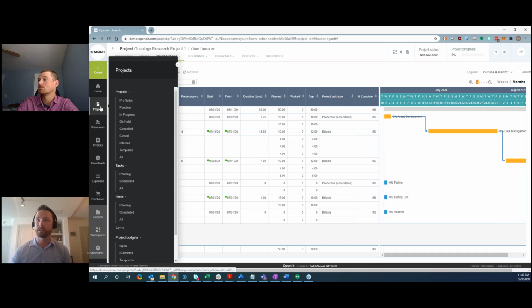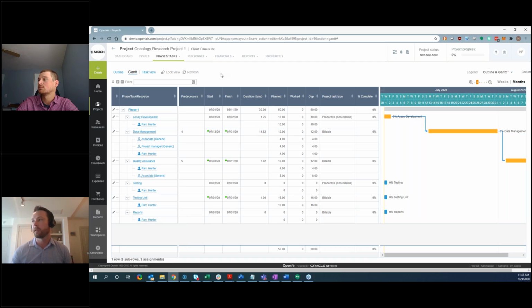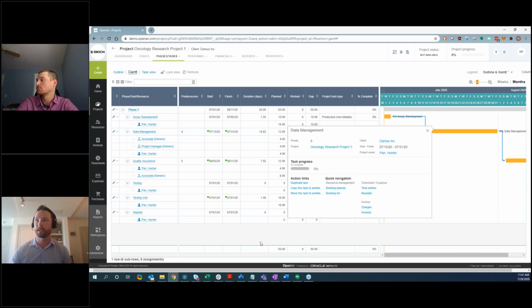So what I'm going to do here is in my projects tab, I've navigated to this oncology project. And what we're looking at here is the work breakdown structure. This would be set up by a project manager or someone who's familiar with the needs for the engagement. This is a very basic example. I have one phase broken out into multiple different tasks, and you can see some time information, how many planned hours we expect to have, as well as a Gantt view so I can look at my scheduling.